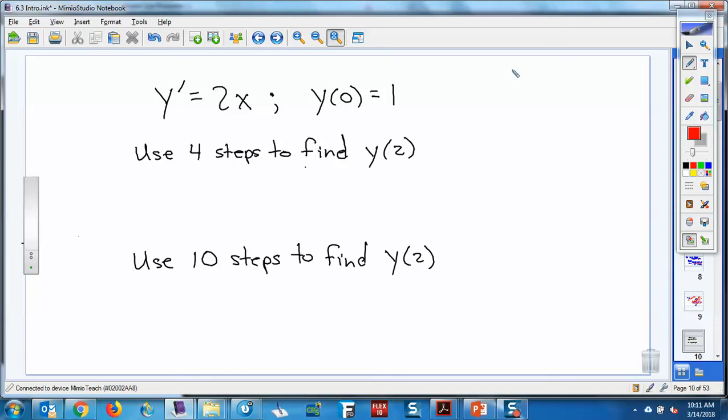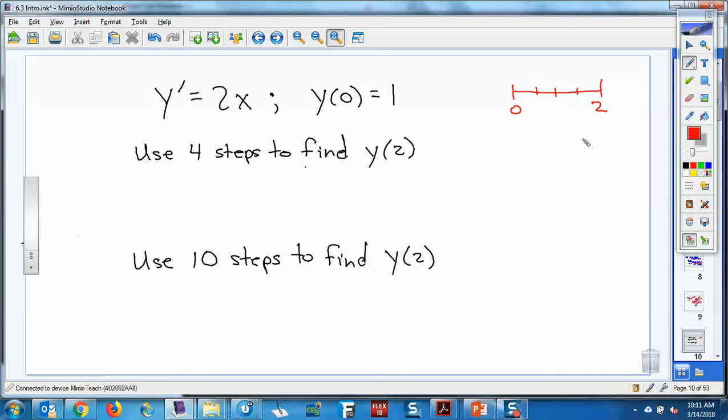So, we're going to do 4 steps to find y of 2. Now, let's think about that for a second. We're going to go from 0 to 2. We're starting at 0 because that's what they told us, the initial value, x equals 0. Now, we're going to want to go to 2, and we're going to want to do that in 4 steps. So, how wide is each step going to be?